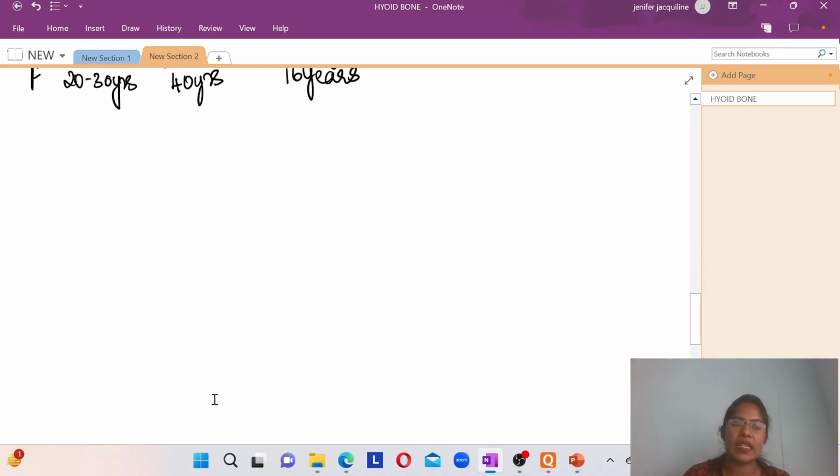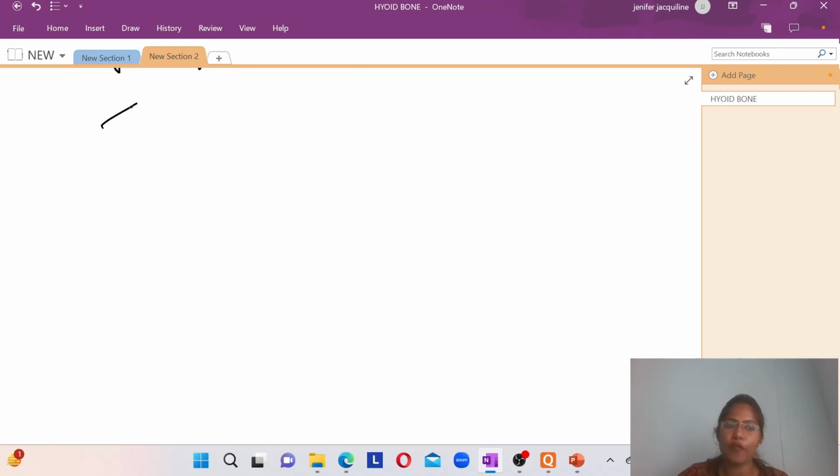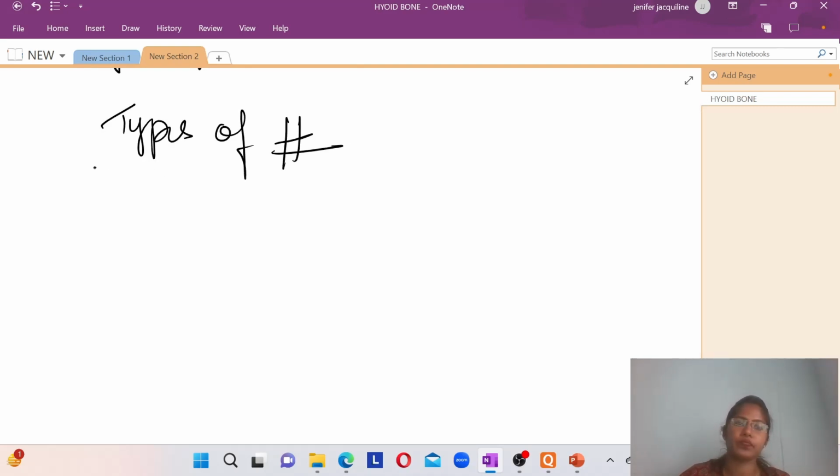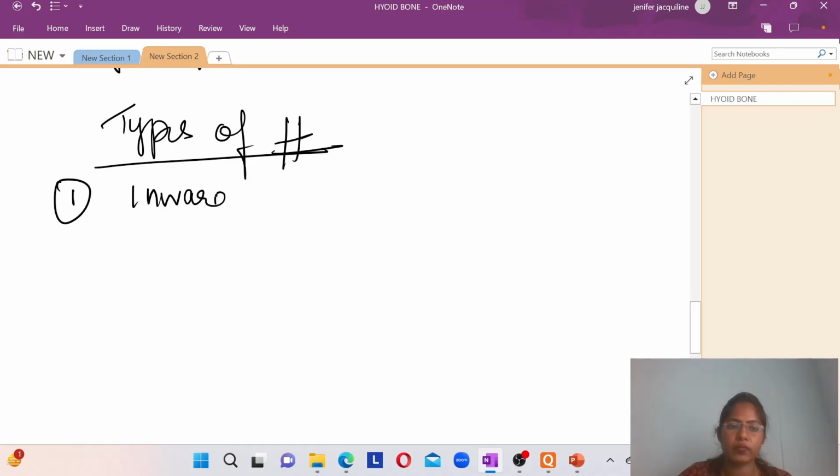Next we'll see about the types of fractures. Types of fractures. The first one is inward, outward.